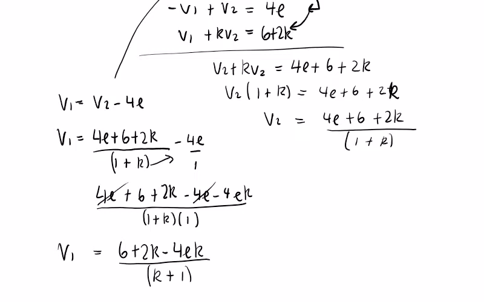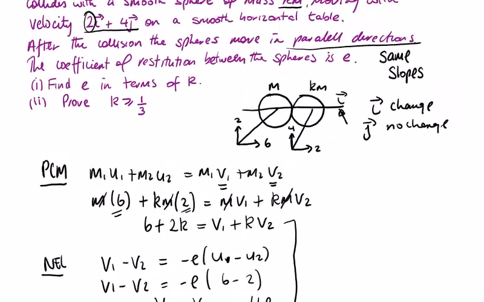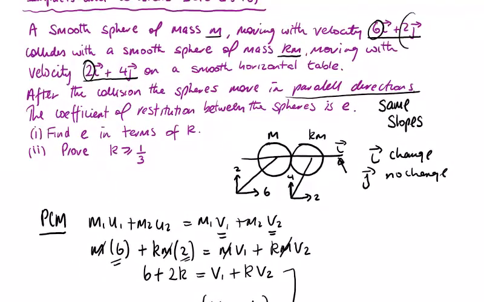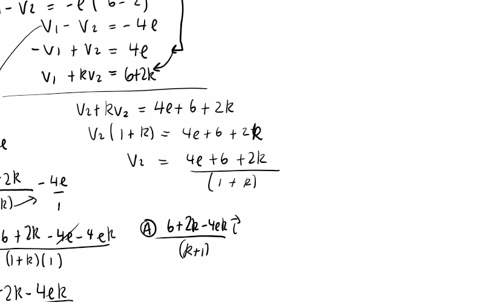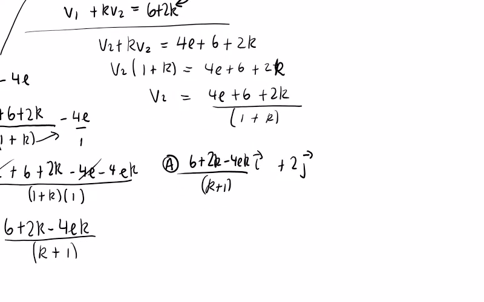So my new velocities are going to be, if we take a and b, a is going to be my v1, so it's going to be 6 plus 2k minus 4ek over k plus 1. That would be in the i direction. What did we have in the j direction for this one? We had 2 for the first, and 4 for the second. So that's going to be plus 2j. And for v2, we're going to be adding on 4j.